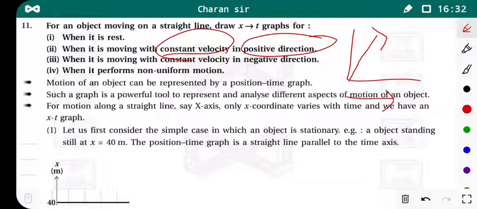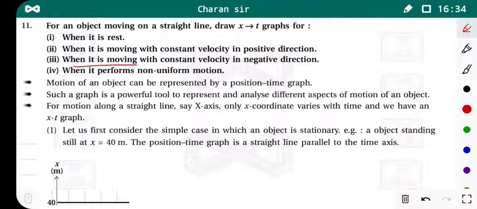Now the exact opposite case, when it is moving with constant velocity in the negative direction. That means your velocity will be constant, so the distance covered by the object in equal intervals of time is the same. But now it is in the negative direction, which means the position of the object decreases with time, in the negative direction of motion.